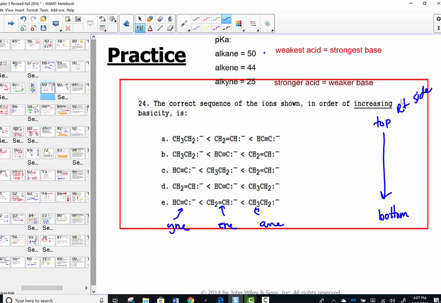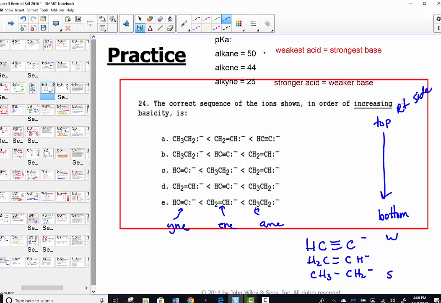We want increasing basicity. So at the top, on the right side, the first one I see listed is HC triple bond C negative. It's about three-quarters of the way down. You'll see that one written first. And then second from the bottom, I see H2C double bond CH negative. And the very last one is CH3 single bond CH2 negative. The strongest is at the bottom on the base side.